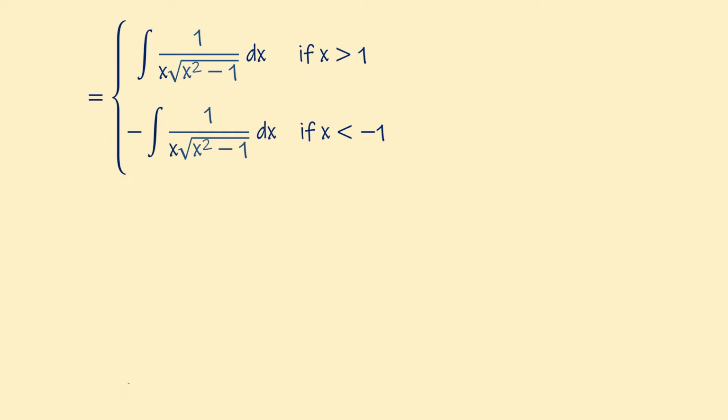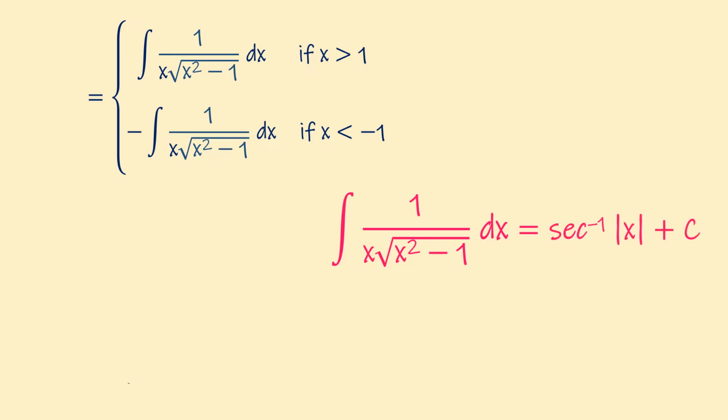Integrate the two cases using an inverse trigonometric function rule. The integral of 1 divided by the product of x and the square root of x squared minus 1 dx is equal to the inverse secant of the absolute value of x plus c. Accordingly, the first case is equal to the inverse secant of the absolute value of x plus c if x is greater than or equal to 1.